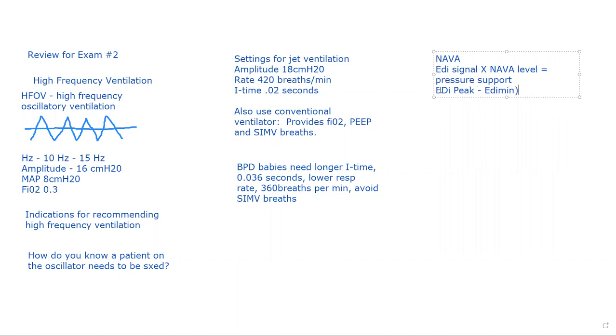So EDI peak, subtract EDI minimum, multiply by the set NAVA level, and that'll tell us how much pressure support. I think in our notes it gave the PIP, but we would have to add PEEP to that to get the peak pressure.